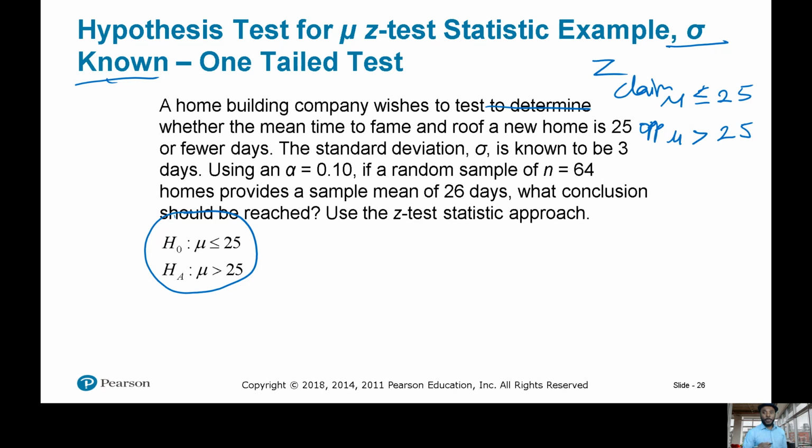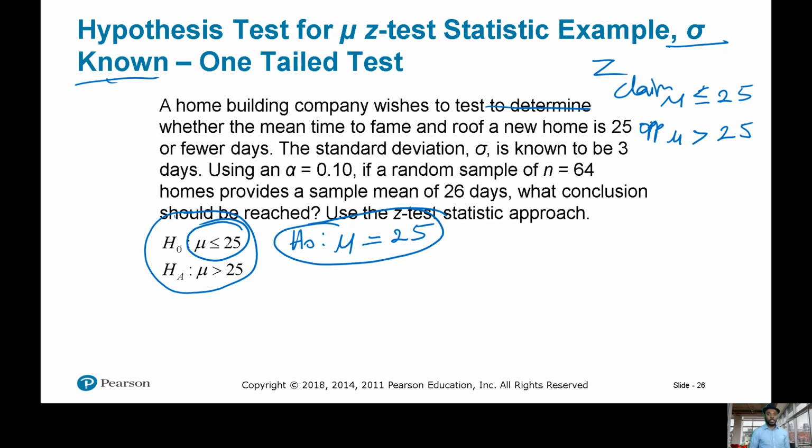If someone asks you what is mu, you get mu from the null hypothesis. Remember, it's a statement of equality. That's why I like to write it as H0 is such that mu is equal to 25. So you can already see clearly from the null hypothesis that mu is equal to 25.